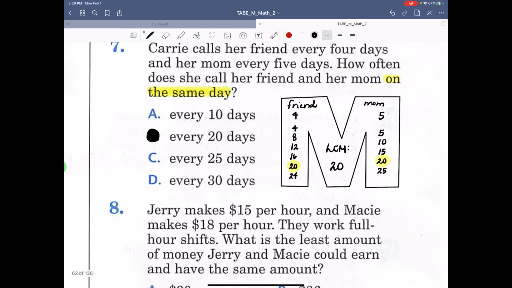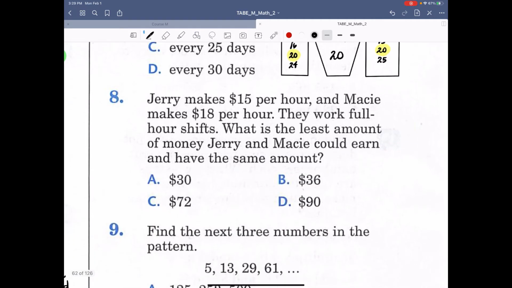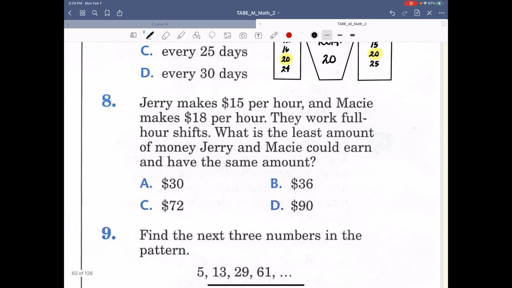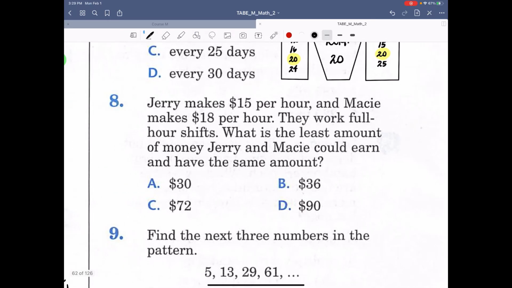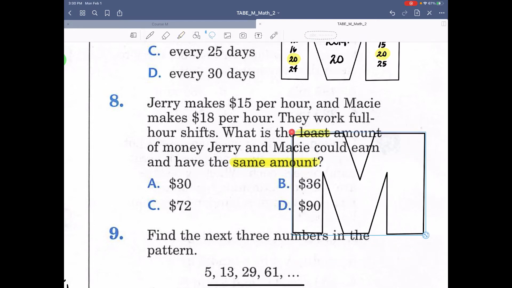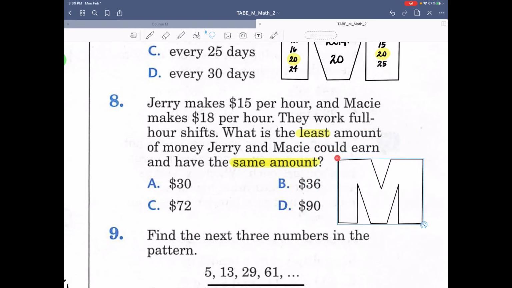Number 8. Jerry makes $15 an hour and Macy makes $18 per hour. They work full-hour shifts. What is the least amount of money Jerry and Macy could earn and have the same amount? That's another least. There's the word least. And same. So we're looking for a least common multiple.